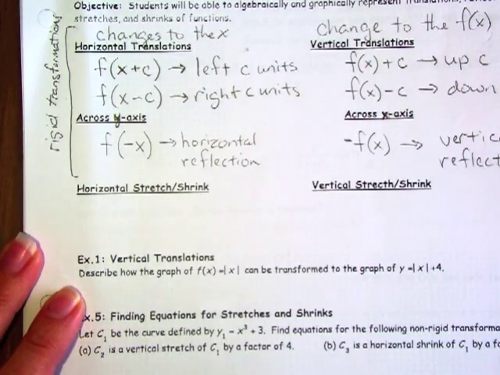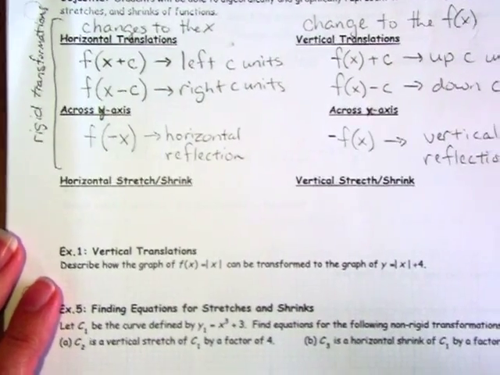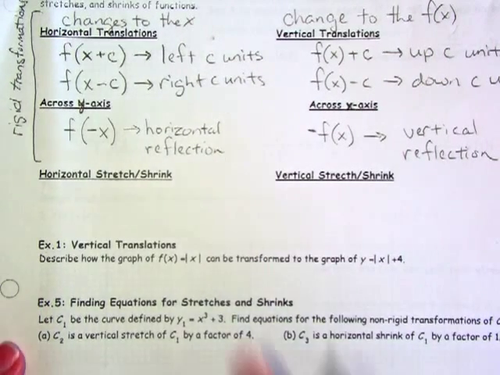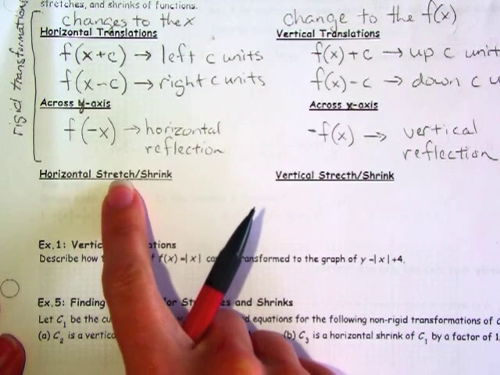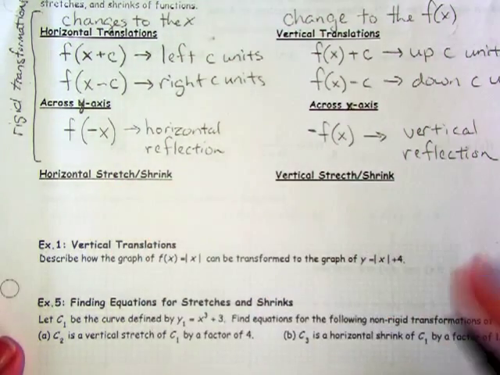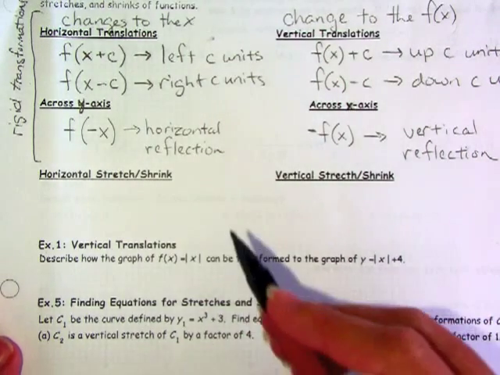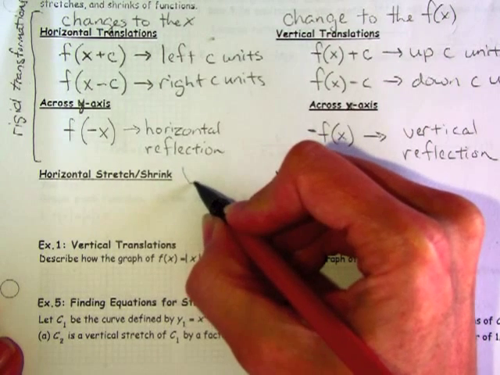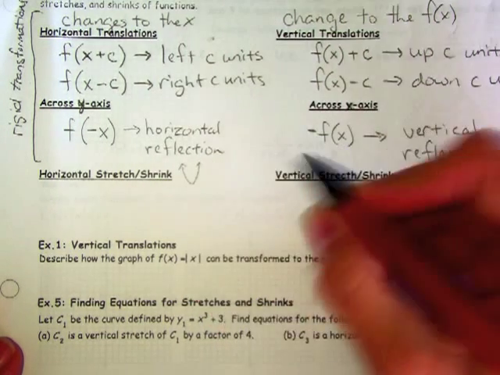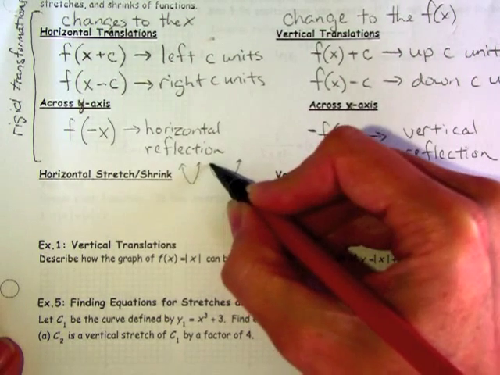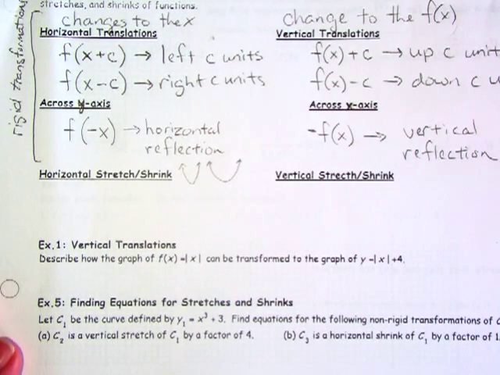Now we're going to look at non-rigid transformations, where I actually change the shape. I stretch it, I shrink it, I make it bigger or smaller. If I take a graph and I want to shrink or stretch it horizontally, maybe I have something like a parabola that looks like this. If I stretch it horizontally, it gets much wider, pulling it away from the axis.